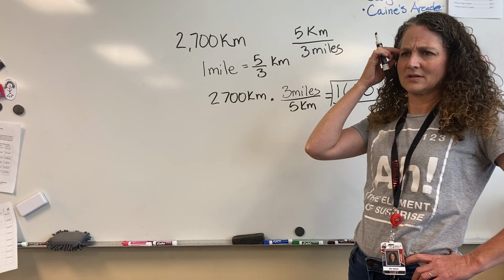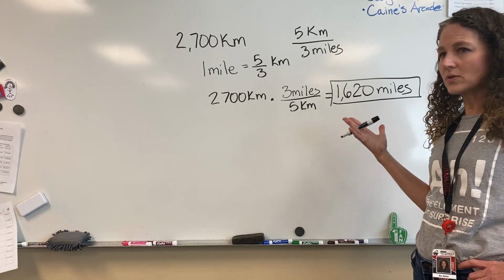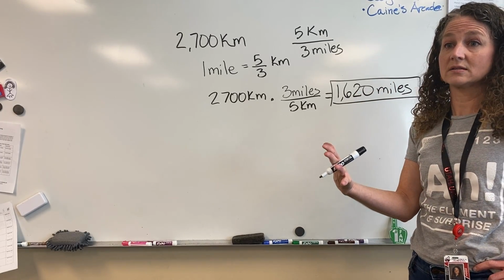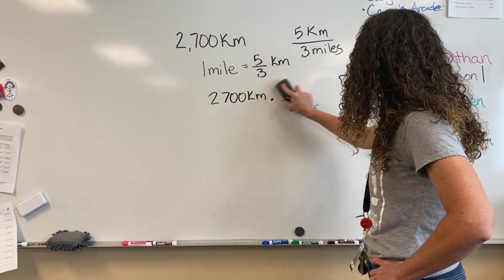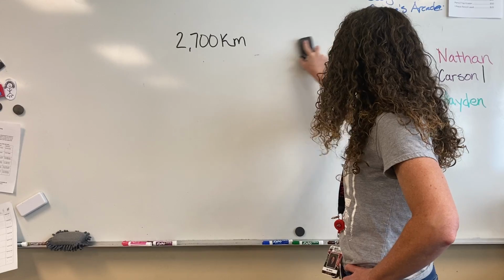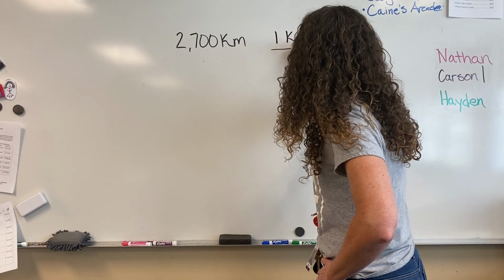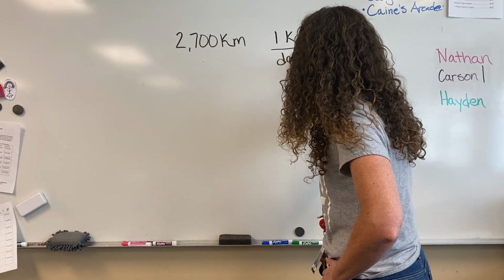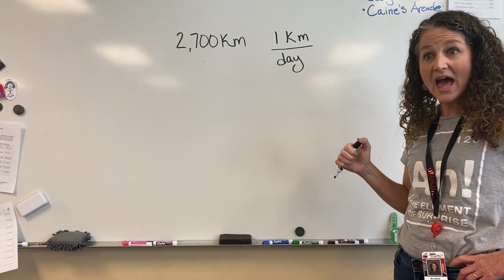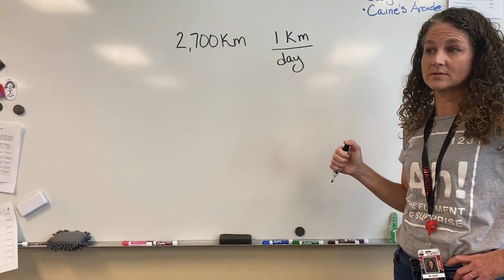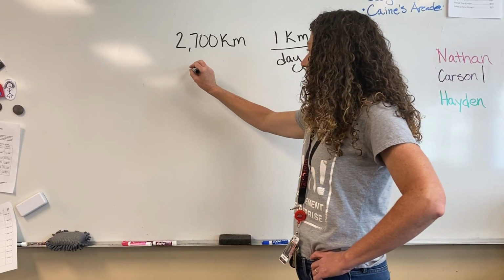Run a mile a day. You're going to be alive more than 20 years. How long, if you run a mile a day, or let's say you run a kilometer a day, since we're working with 2,700. If you do 1 kilometer per day, that's 3 miles. How many years will it take you to get to 2,700 kilometers? How many days are in a year? 365.